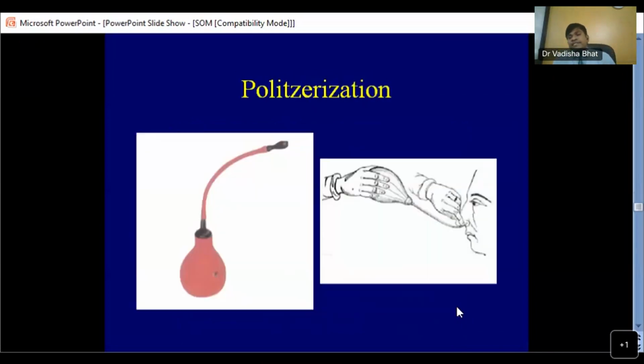Next is politzerization. The Politzer bag, as we know, is an olive shaped, or we can say pear shaped, bag with a tube, and the end of the tube passes into the nasal cavity. After passing, the nose is pinched and the patient is asked to swallow, and in the meantime we press the bulb. This forcefully causes ingress of air into the middle ear cavity. However, both the swallowing as well as pressing the bulb need to be synchronized.